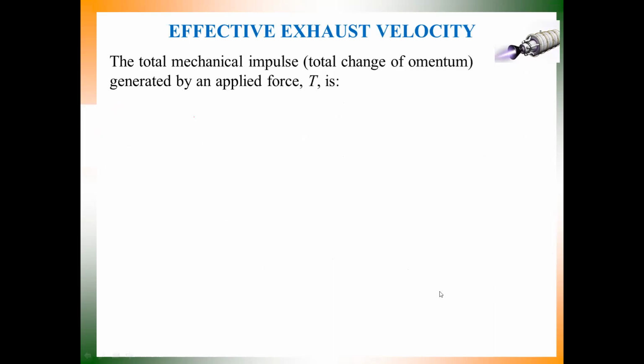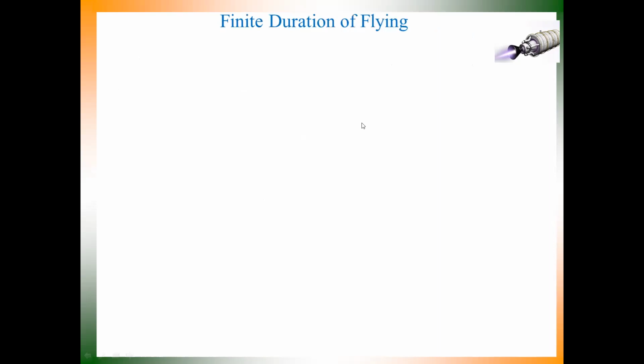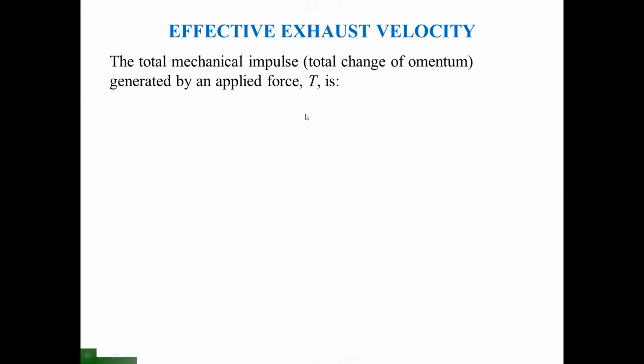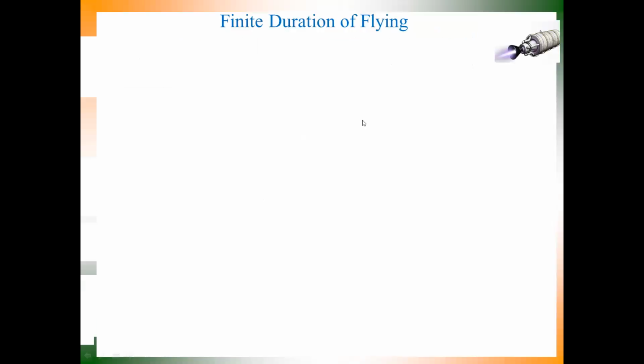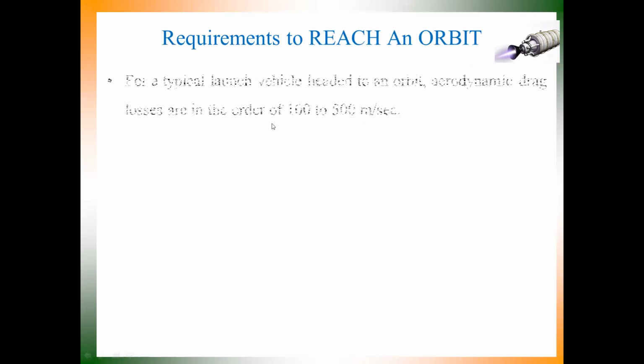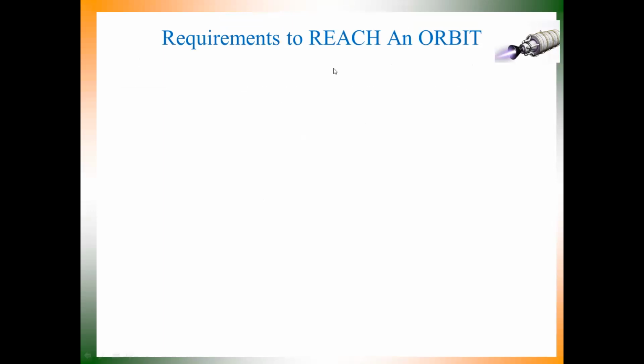The total mechanical impulse, or what we call total change in momentum, is not momentum itself, but momentum generated by the applied force T. Our applied force is only the thrust force. There are some terms which are not readable here, anyway, we can see these points later. Our time is now, we have left only 4 minutes, so I have to restart this slide.